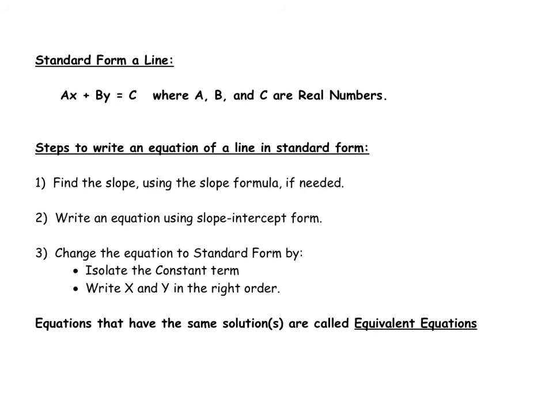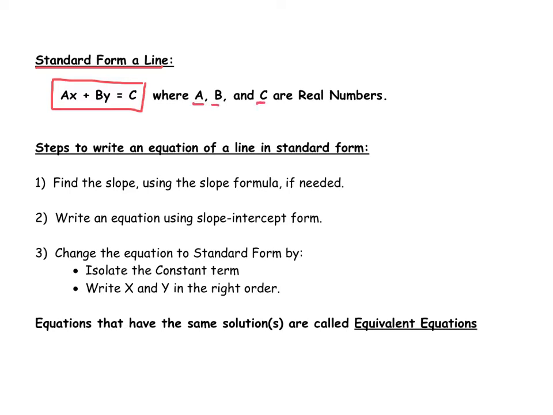Okay, again, we're going to be writing equations. We're not going to be solving them. We're going to just really be writing them. And so write this down, standard form of a line. This is the standard form of a line: AX plus BY equals C, and A, B, and C are real numbers.